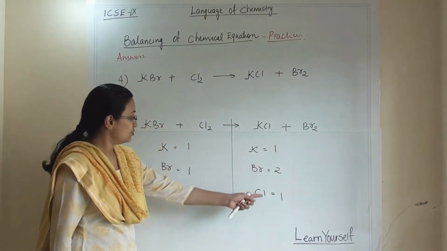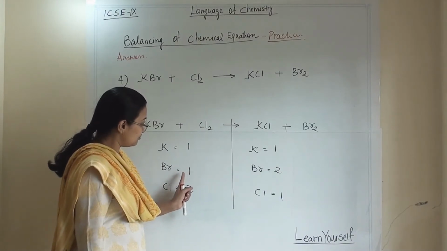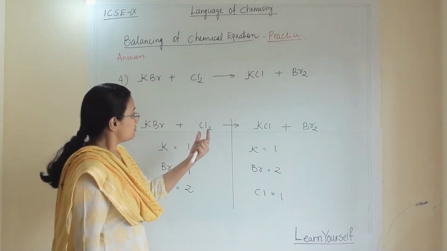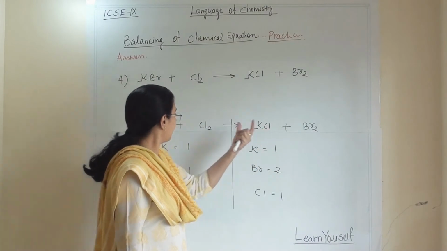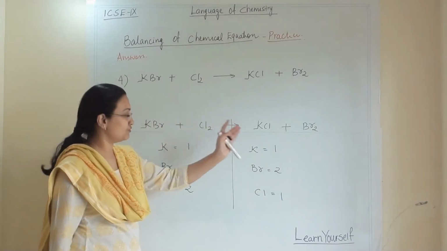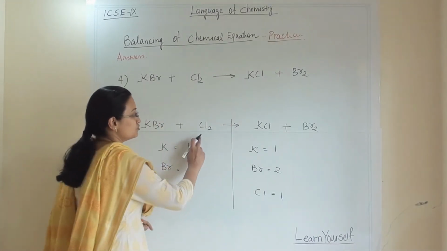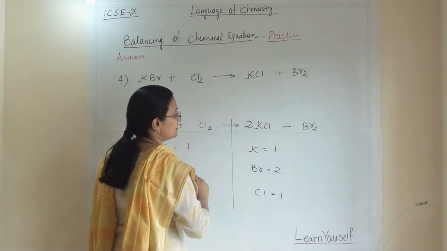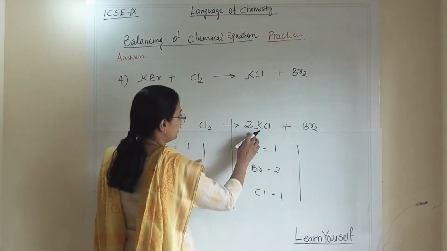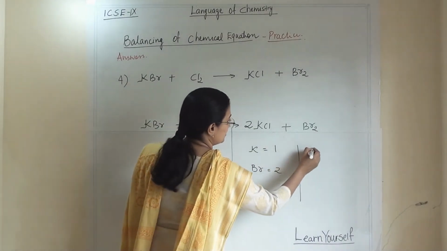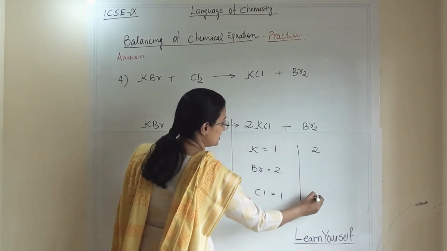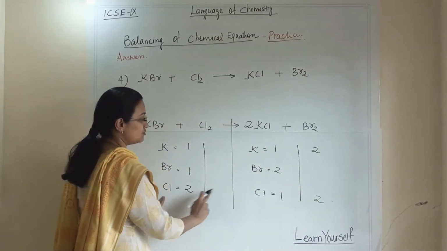So by looking at this, we know that we have to balance bromine and chlorine. So if our bromine is 2 here and chlorine is 2 here, let us go from left hand side to right hand side. Chlorine is 2. So if I add 2 here, then my chlorine will be balanced. Here I will write the new number of atoms. So now my potassium is 2 and my chlorine is 2. It is balanced now. Chlorine 2 and 2 is balanced.